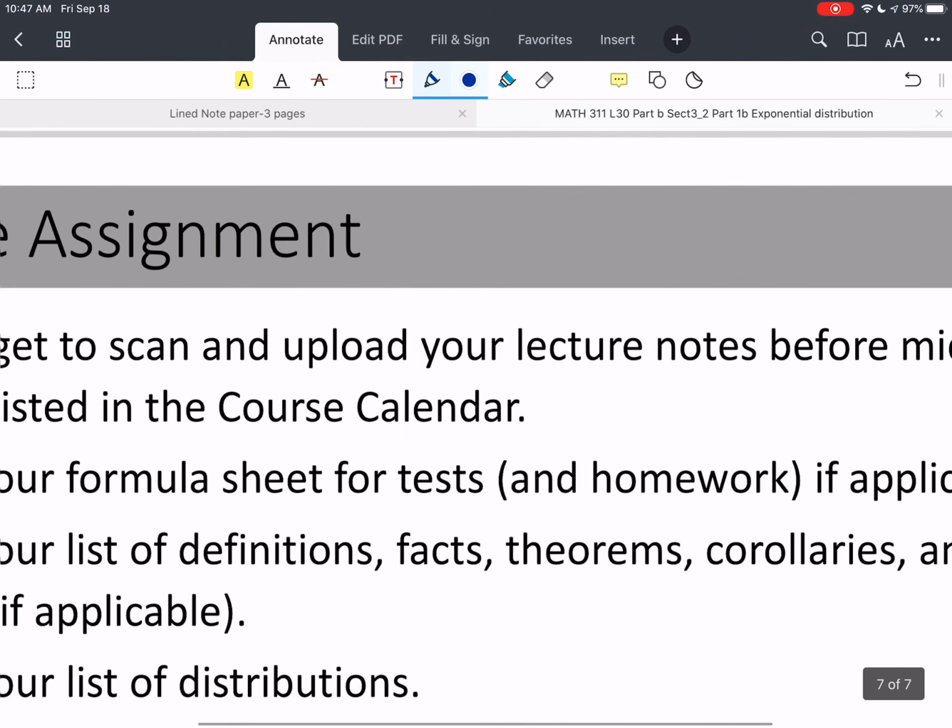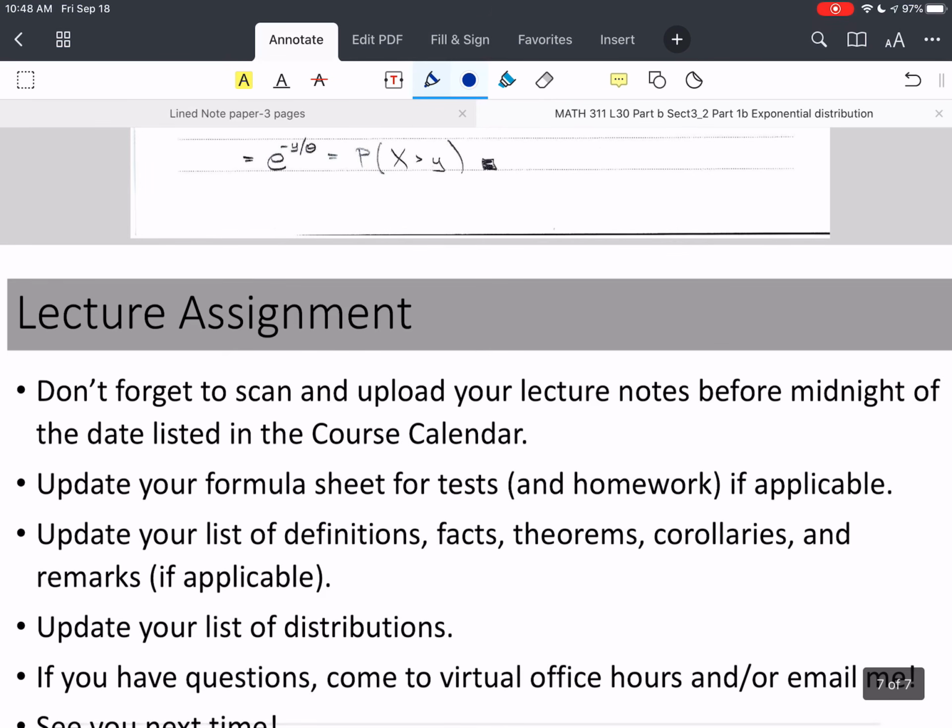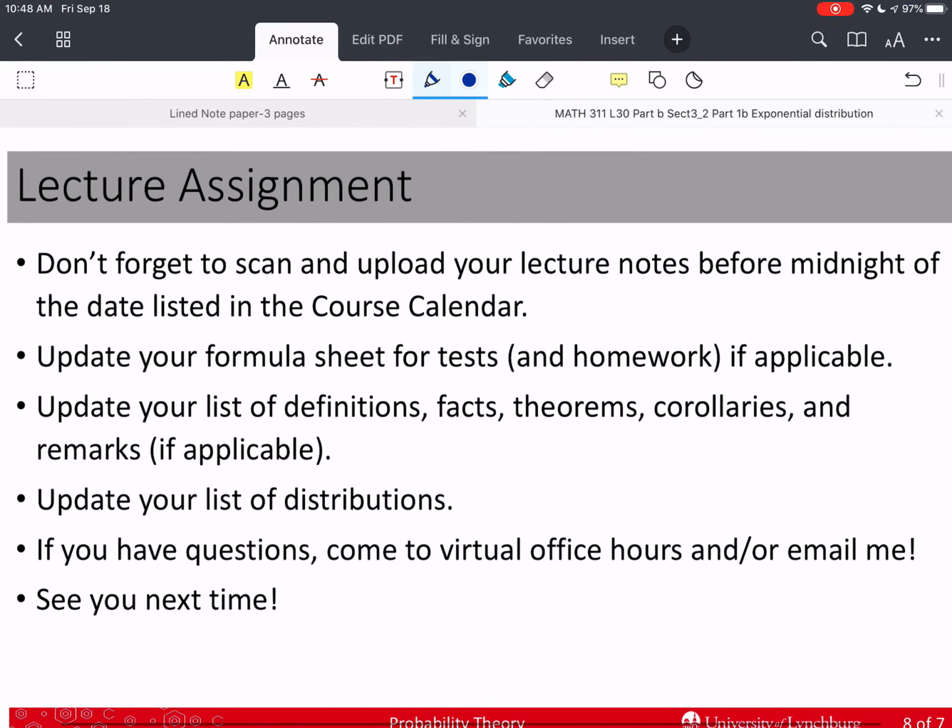I hope that's helped you understand how to use the exponential distribution, and helped you avoid some of the pitfalls that I see students have with that distribution. So make sure that you update your list of distributions if you have anything you wanted to add to that.